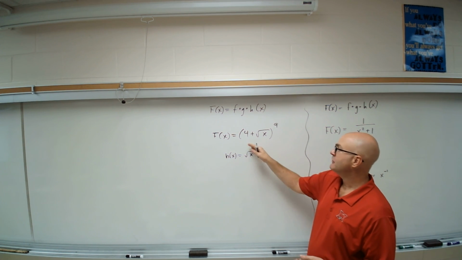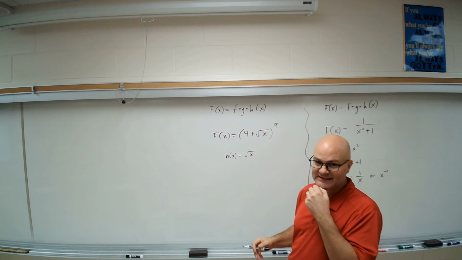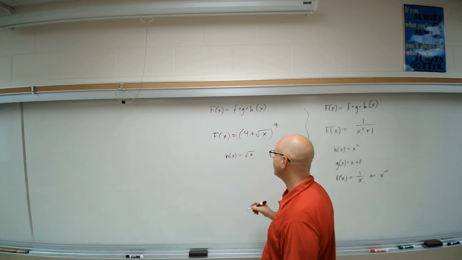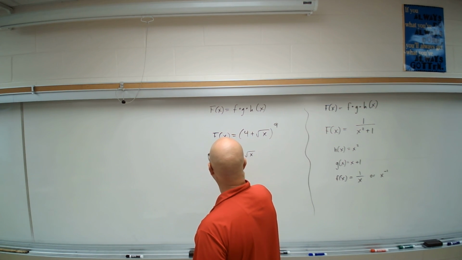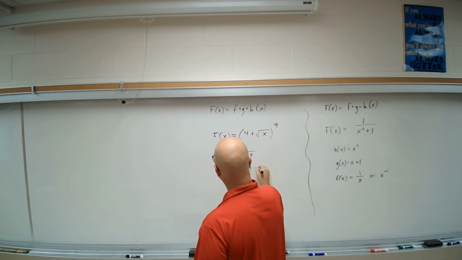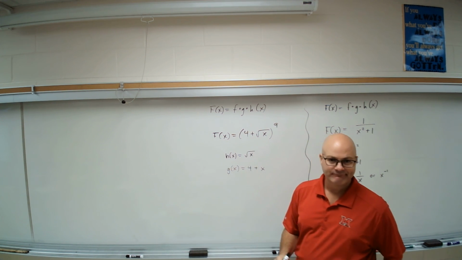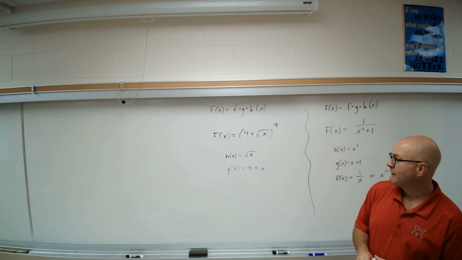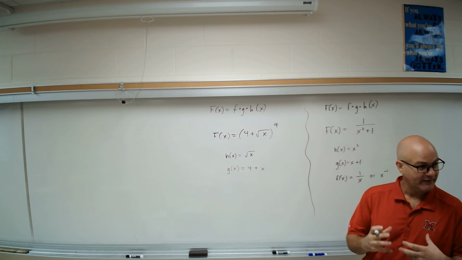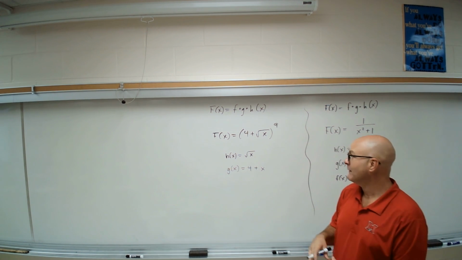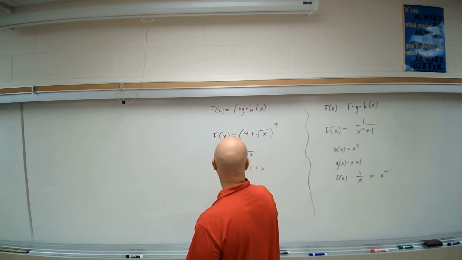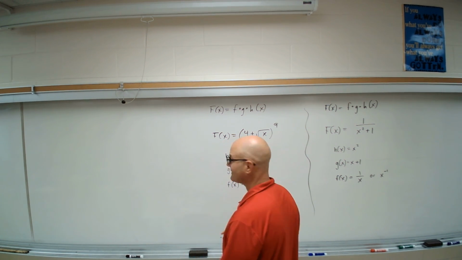The next thing we would do is add 4. Or you could say 4 plus whatever you're putting in if you wanted to. Doesn't matter, but g of x, I'm going to write it as 4 plus x. And then the last thing we do is we take the input, again, this would be the x, the dummy variable part, and we take it to the 9th power. So f of x would be x to the 9th.